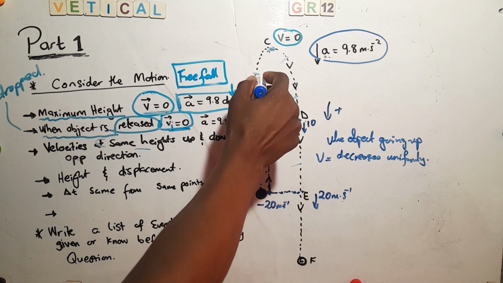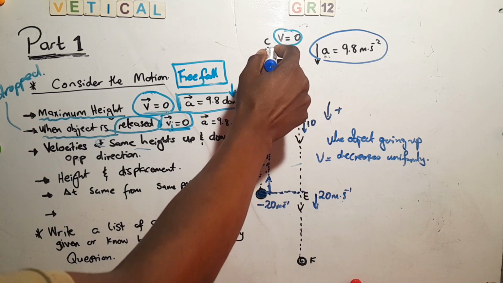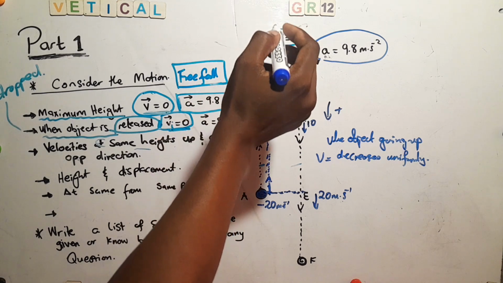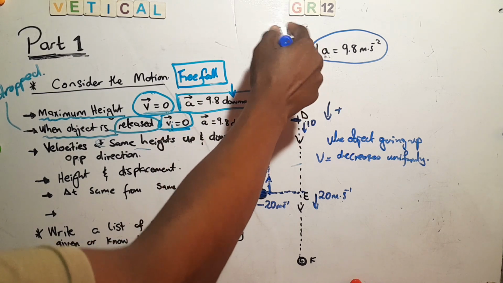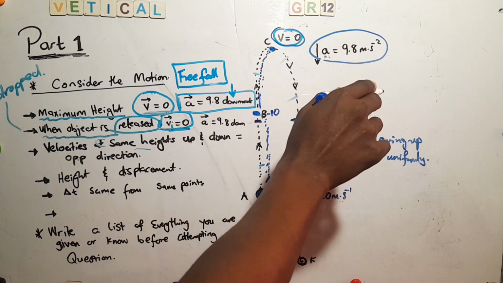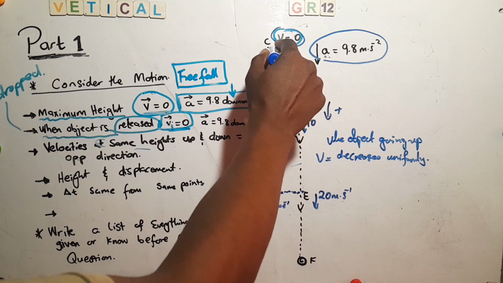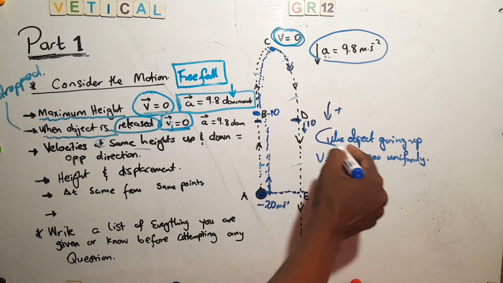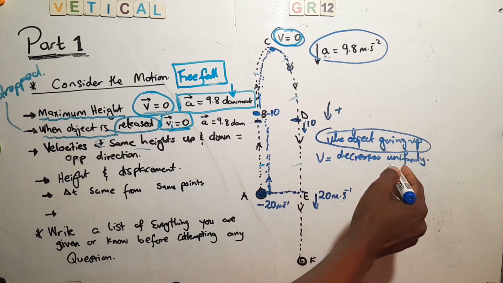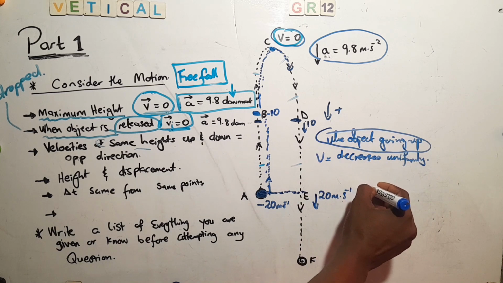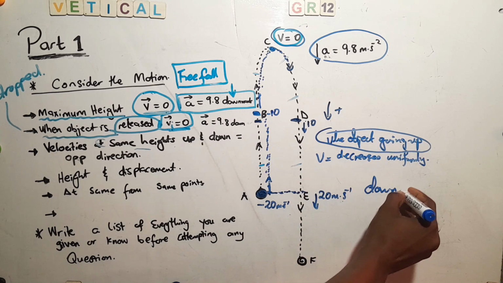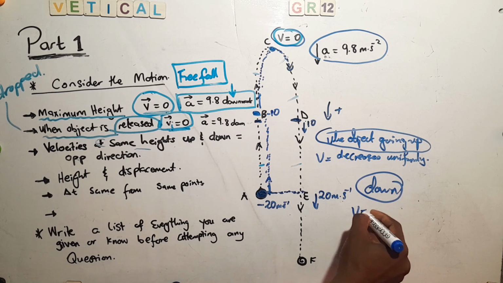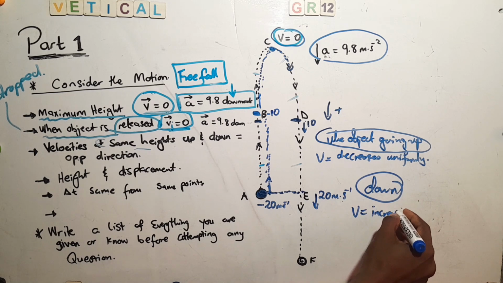When it goes up again, it is decreasing until it gets to 0. So the velocity is 0, but the acceleration is never 0. Then it will start to go down. When an object is going up, we said velocity decreases uniformly. When an object is going down, the velocity increases uniformly as well.